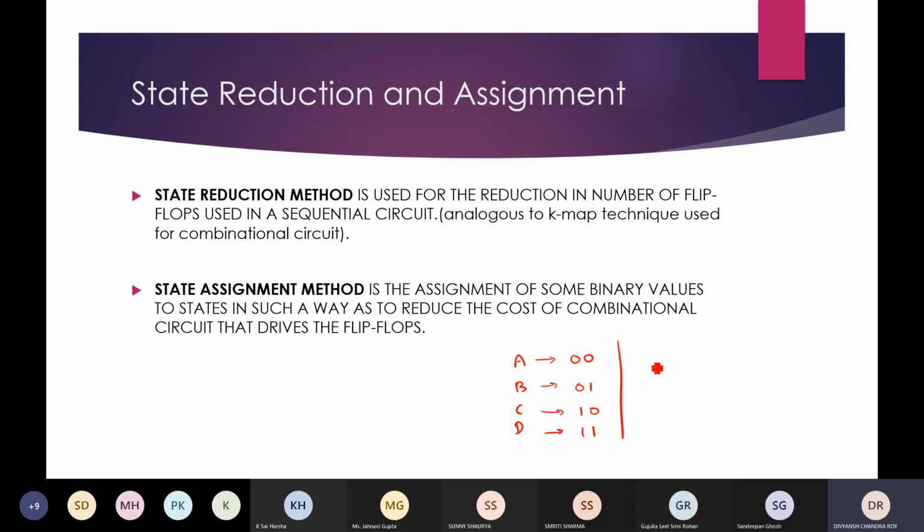Now if I use the gray encoding, this is for binary. If we use gray encoding, then it will be like 0 0, then 0 1, then 1 1, and then 1 0. And if I use the one hot encoding, basically, one hot encoding requires more number of flip-flops. This is one hot. It will be like 0 0 0 1, 0 0 1 0, and then 0 1 0 0 and 1 0 0 0. So basically we have different ways of doing state assignment. All depends on the type of circuits we are implementing.